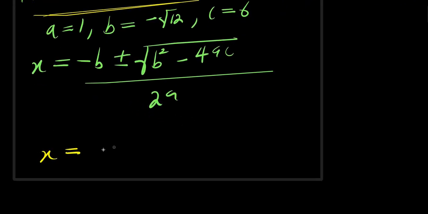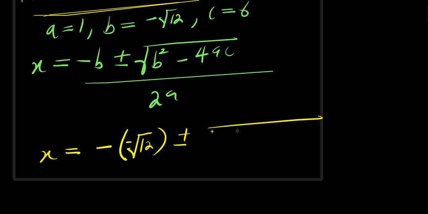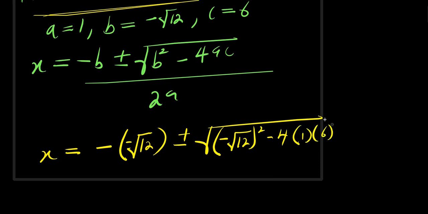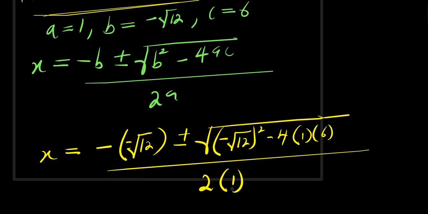We have x equals negative, b is negative, so negative times negative root 12, then plus or minus square root of b squared, that is negative root 12 to the power of 2 minus 4 times 1 times 6. And this is divided by 2 times 1.